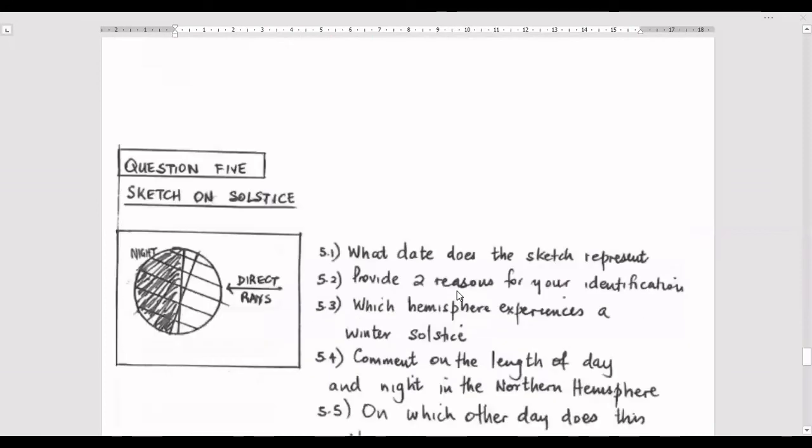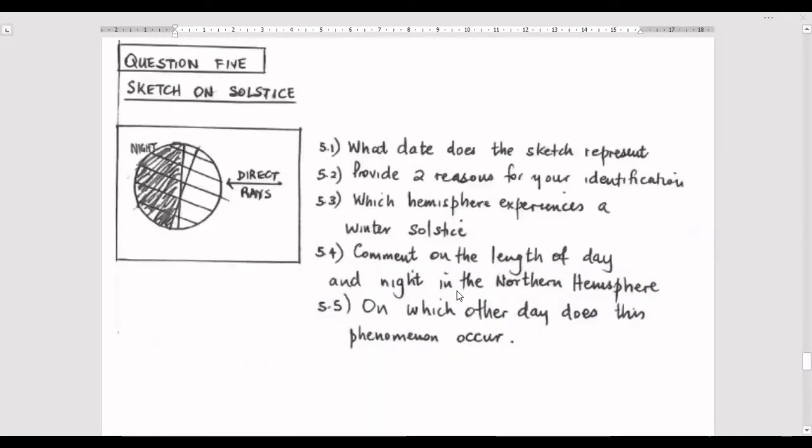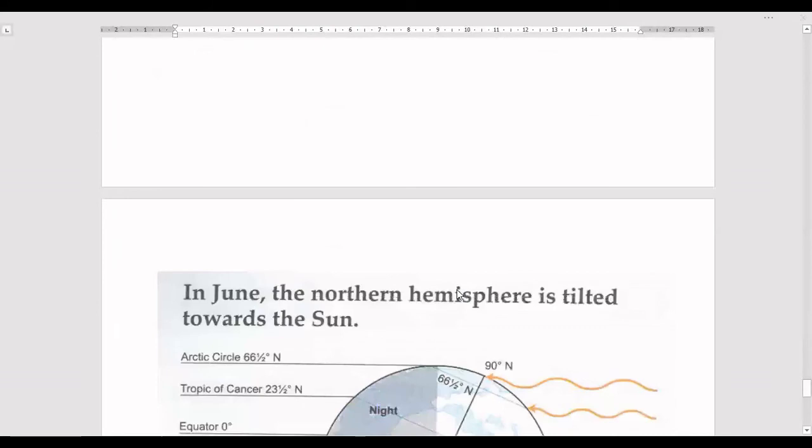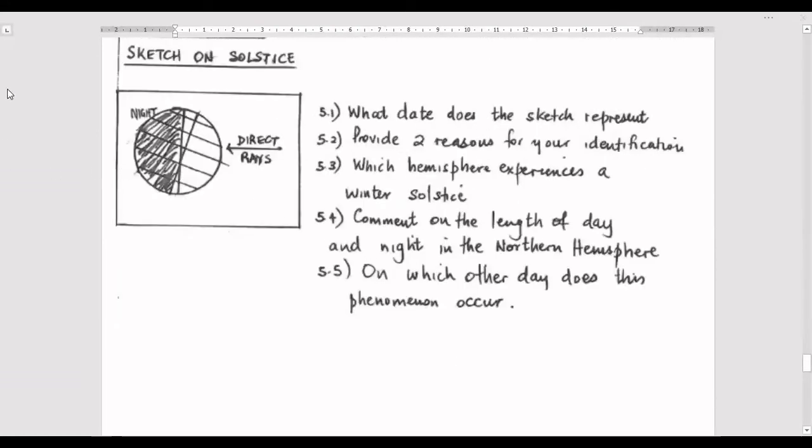The final question, question 5, talks about solstice. Now, we understand that solstice is going to be an unequal length of day and night. Here you can see there's your axis, the north-south line, and the sun is striking on this half here. This area gets the sun's direct rays, and that area there is night because it's facing away from the sun.